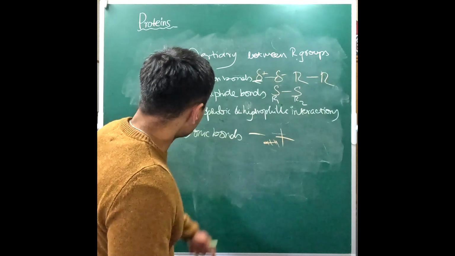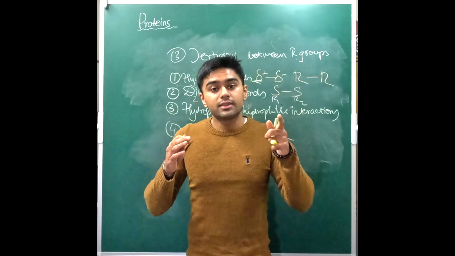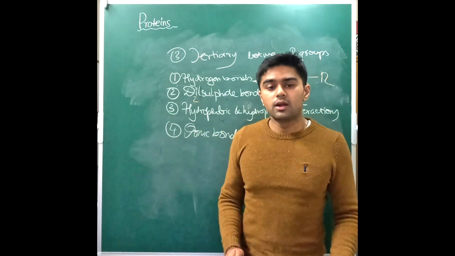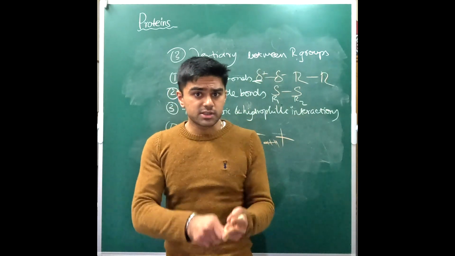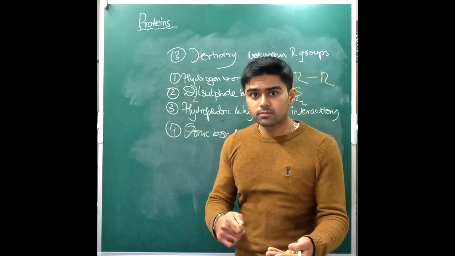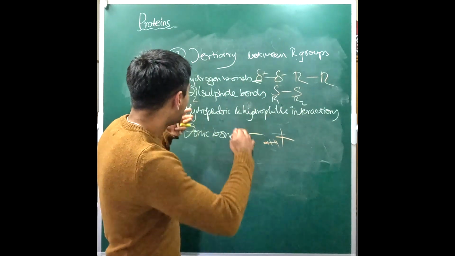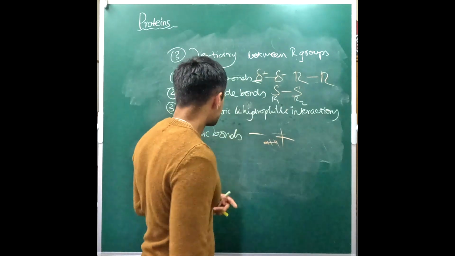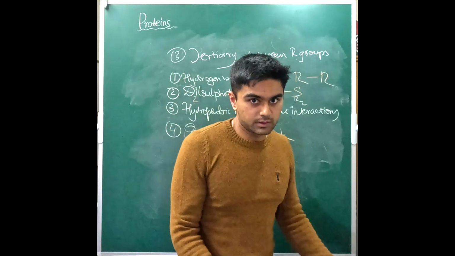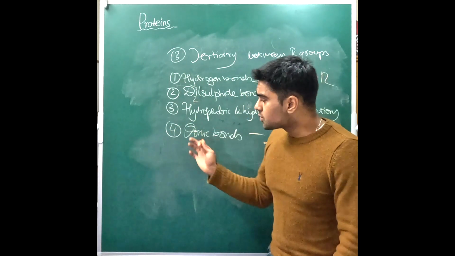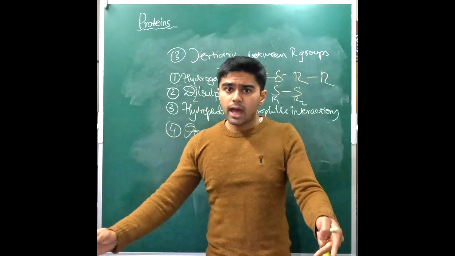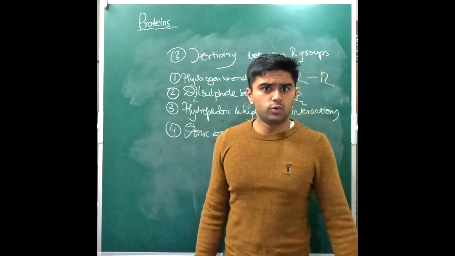So, what are the 4 bonds that make up tertiary structure? First one, hydrogen bond. Second one, disulfide bond. The third one is hydrophobic and hydrophilic interactions. The fourth one is an ionic bond. Now, these all happen between R groups and you end up forming cool structures.